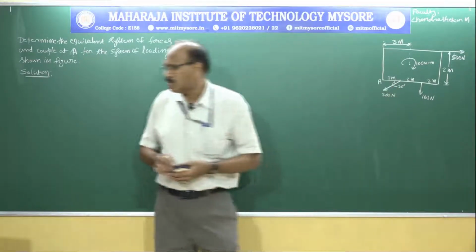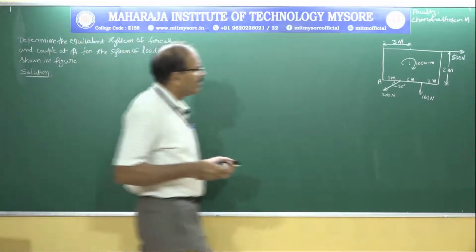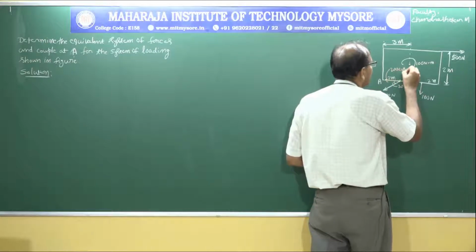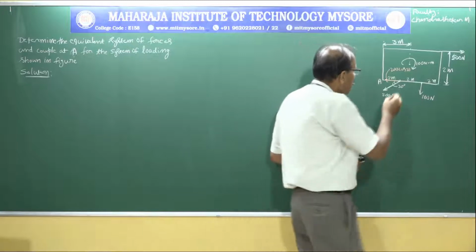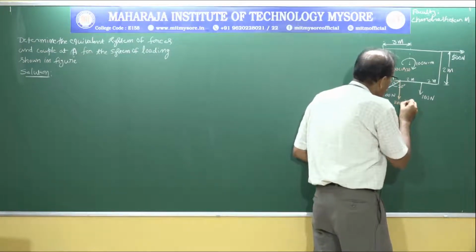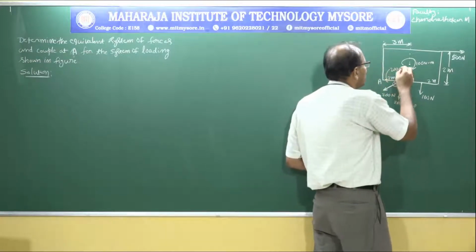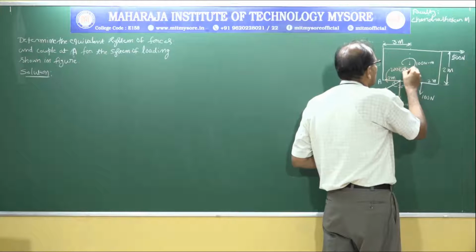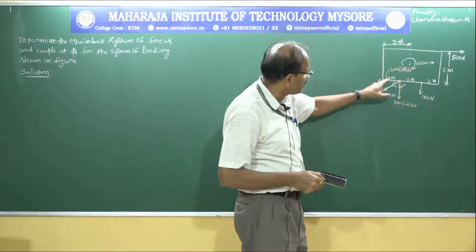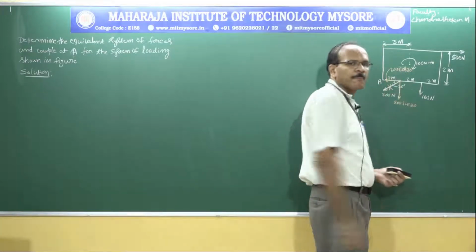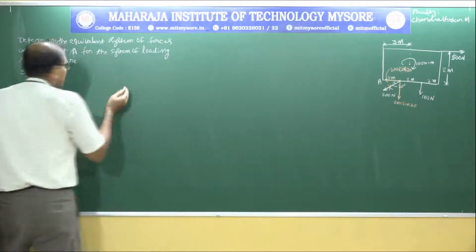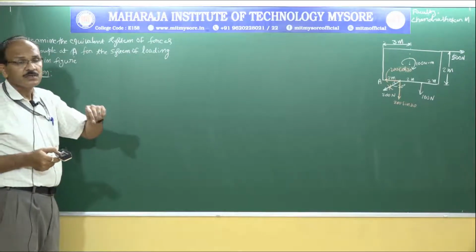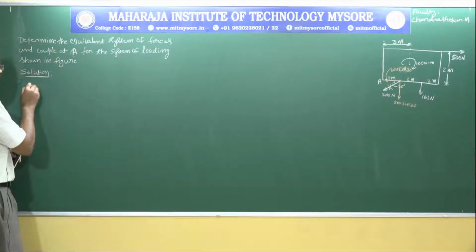If I resolve this force horizontally and vertically, the force will be like this. This is 200 cos 30, the horizontal component of the force, and 200 sine 30 is the vertical component of the force. Once this force is resolved, we can forget this force. So let us take the algebraic sum of all the horizontal forces first, then vertical forces, then we are going to find out the resultant.